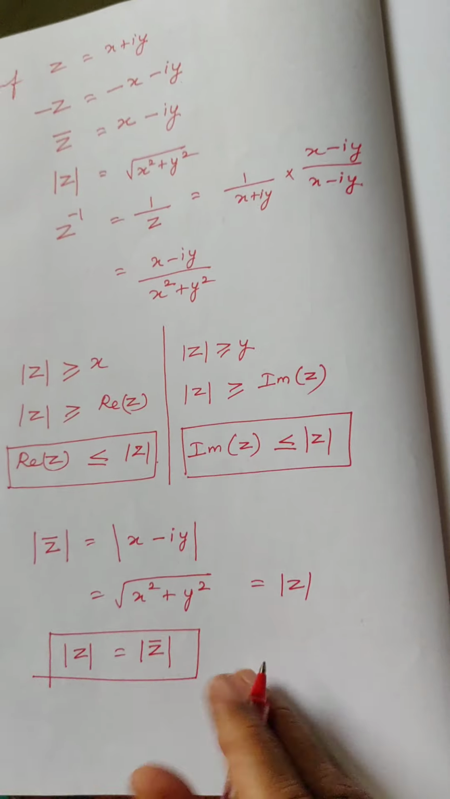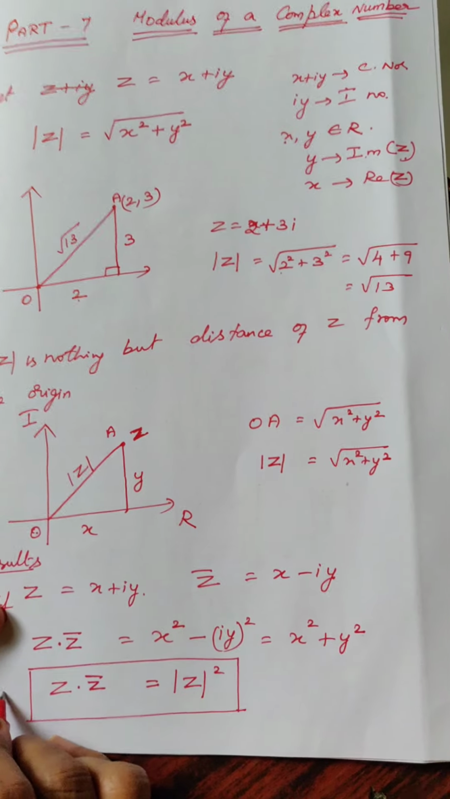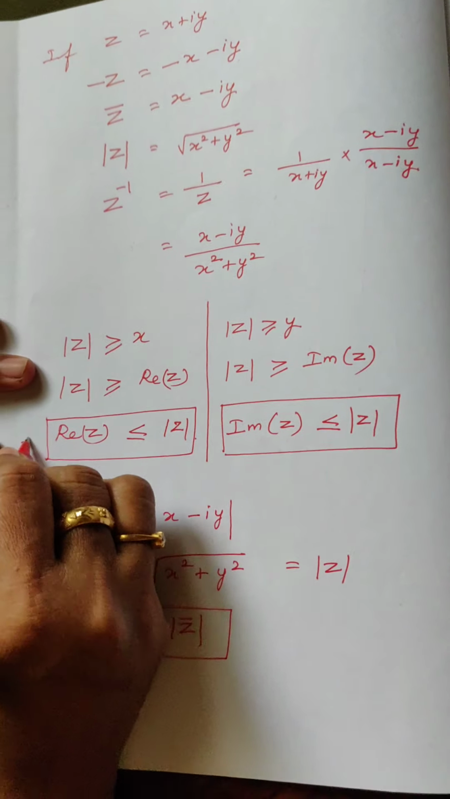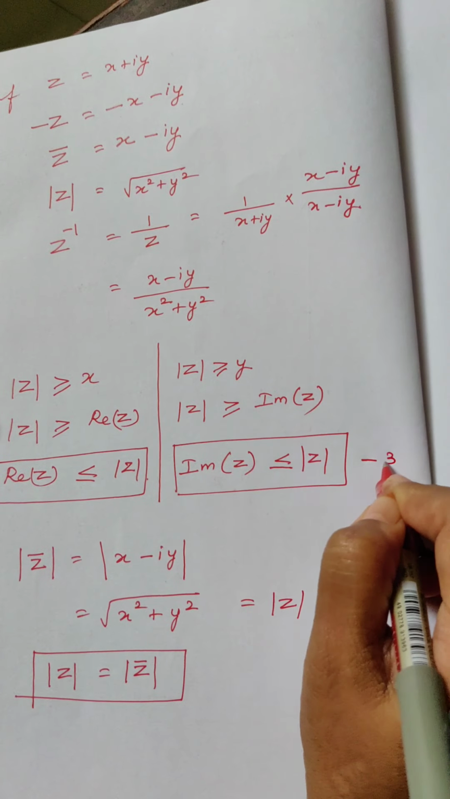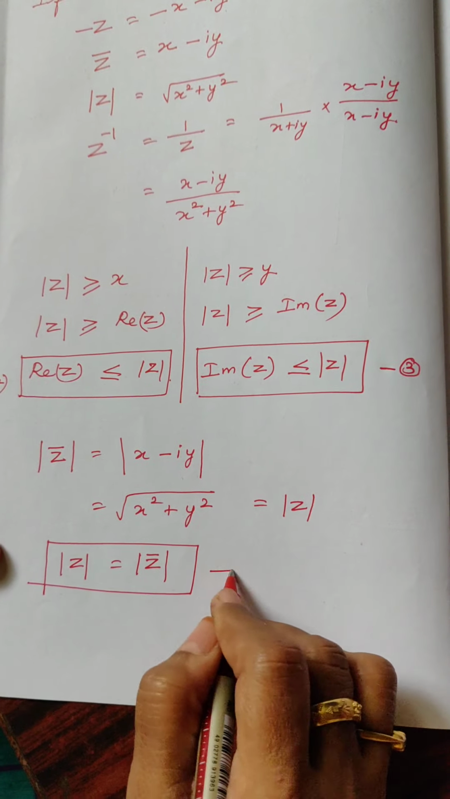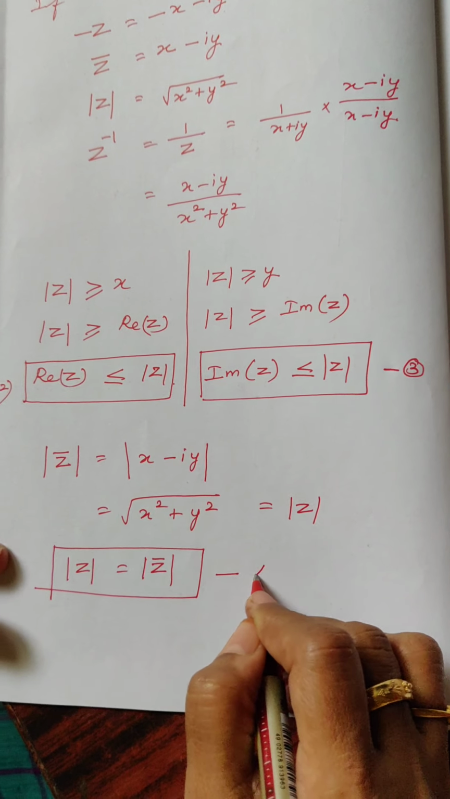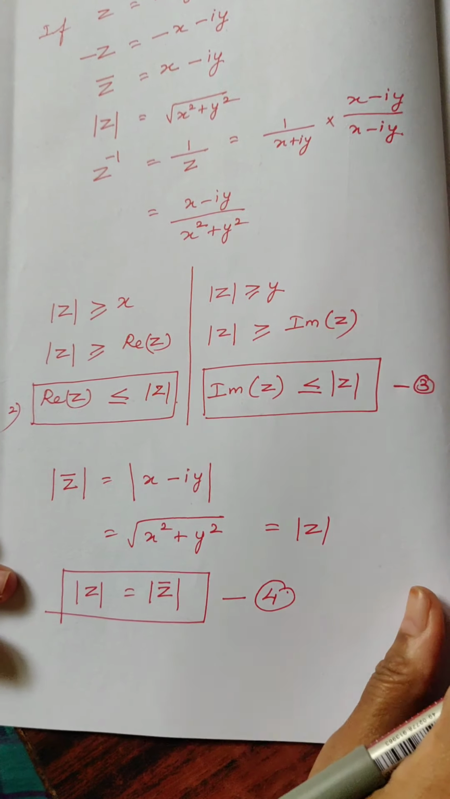So this is the first result, this is the second result, and this is the third result, and this one, modulus of z is equal to modulus of z bar, let us take this as the fourth result.